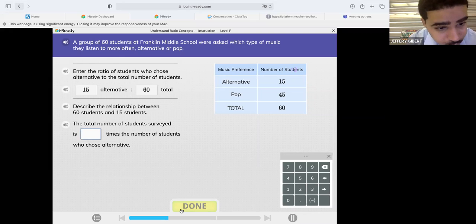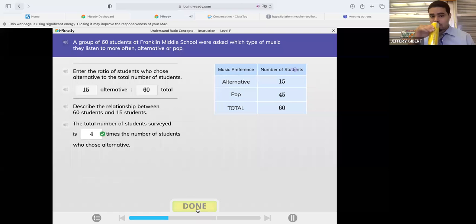So it's asking 15 times what is 60? 4. Yeah, Torian helped you out. Yes, 4 is correct. Way to go!